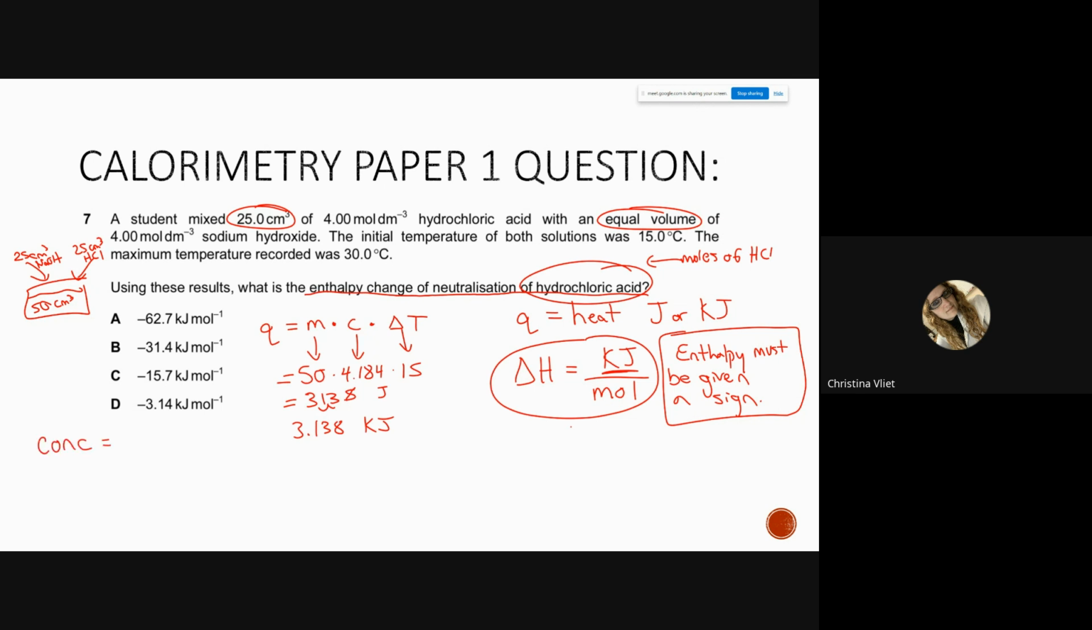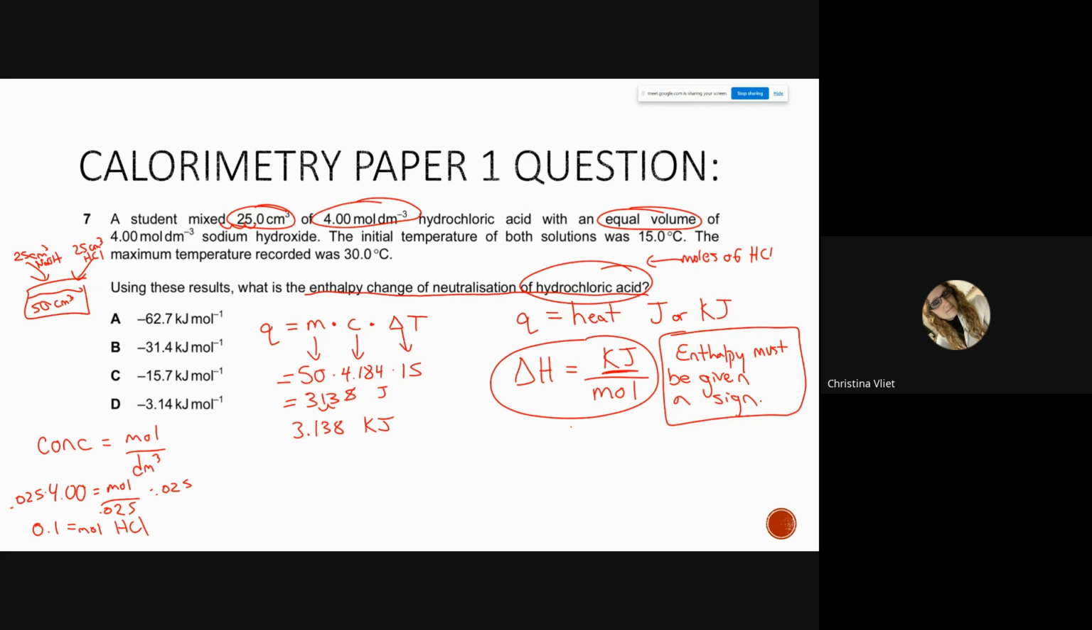Concentration equals moles over decimeters cubed. Concentration is 4. Moles is what I'm looking for. And what's the decimeters cubed? Centimeters, so then you move it over 3 to the left, because centimeters to decimeters, 0.025. Solve for moles. What do you multiply both sides by? So is that stuff coming back? Yes, it is. 0.025 times 4 is what number? 0.1.